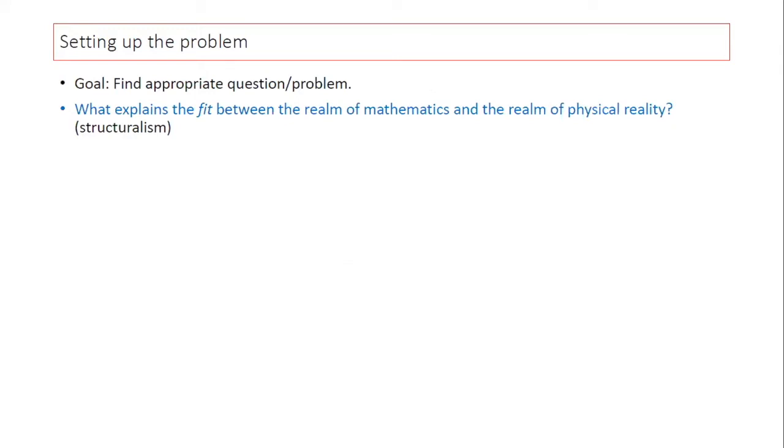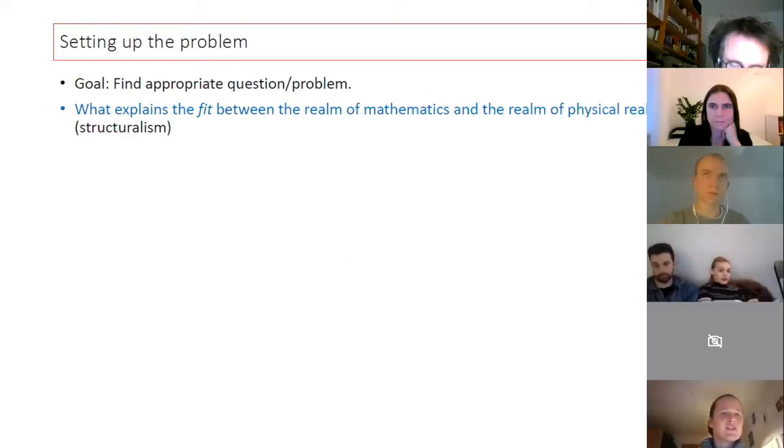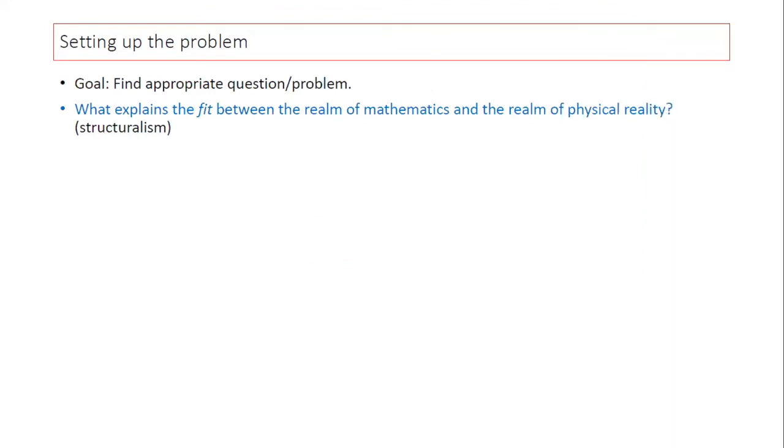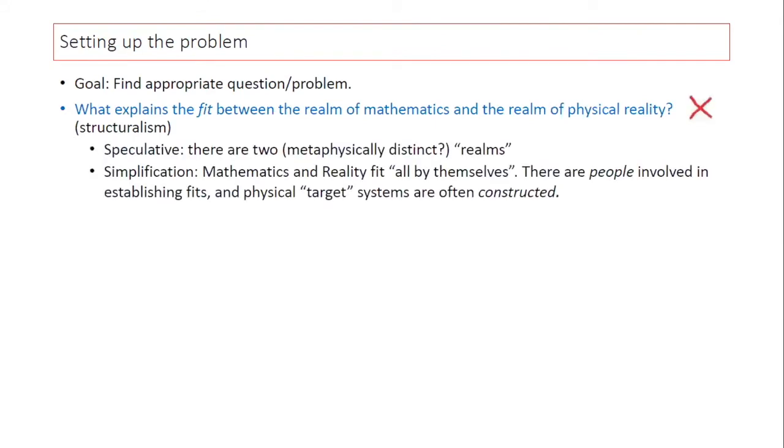Well, it's okay. So one question is, what explains the fit between the realm of mathematics and the realm of physical reality? The idea here is that there are such two realms, and because they fit, we can use mathematics to make claims about reality. I am a bit unhappy about this question because if we assume there are two metaphysically distinct realms, that's quite speculative, maybe there aren't.